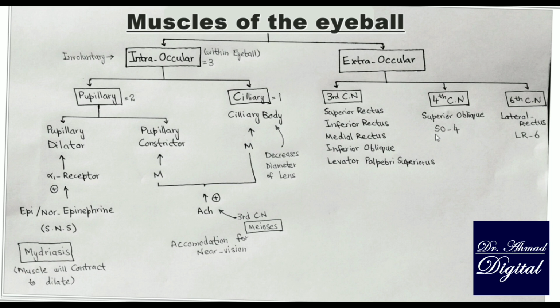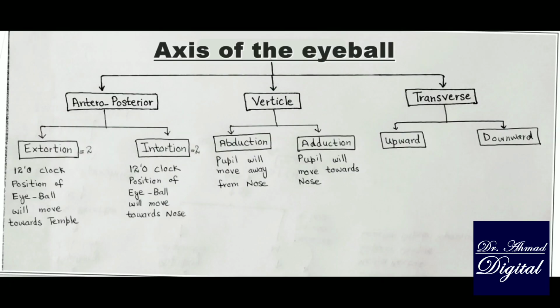We have the mnemonic for it. SO4 means superior oblique is innervated by the fourth cranial nerve, and LR6, that is lateral rectus, is innervated by the sixth cranial nerve. So let's move to the next topic, which is axis of the eyeball.